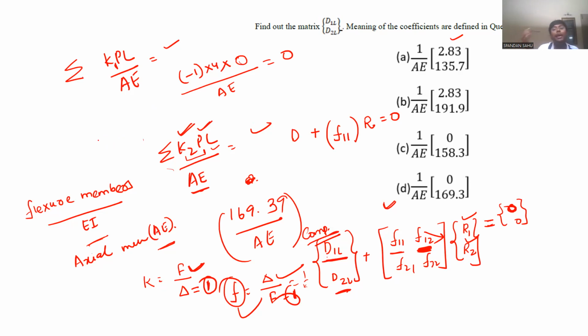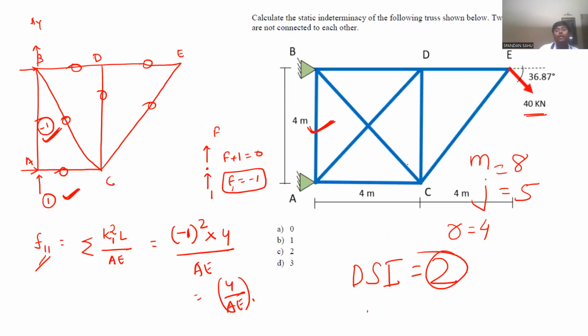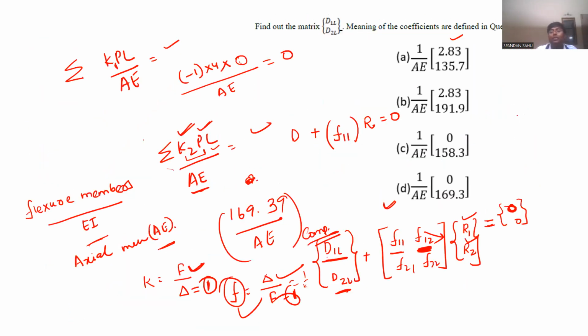Lack of fit means an error during fabrication. Here we are writing a 4 meter length, but it might not be 4 meter. It might be 3.995 meter or 3.996 meter. That shortening will induce some internal stresses in the members. Where will those internal stresses be accommodated? Here, because our structure is in a state of equilibrium, no?